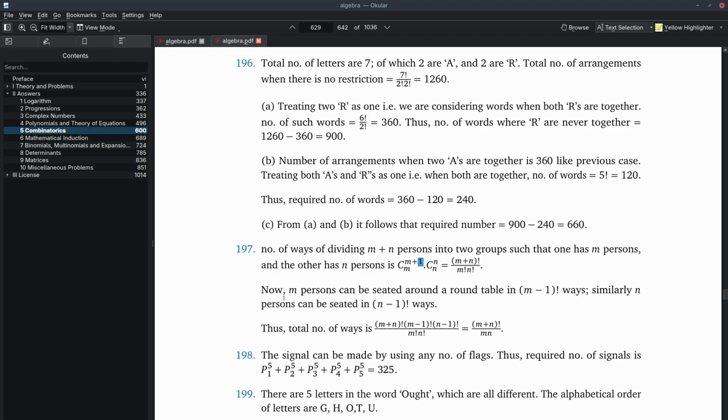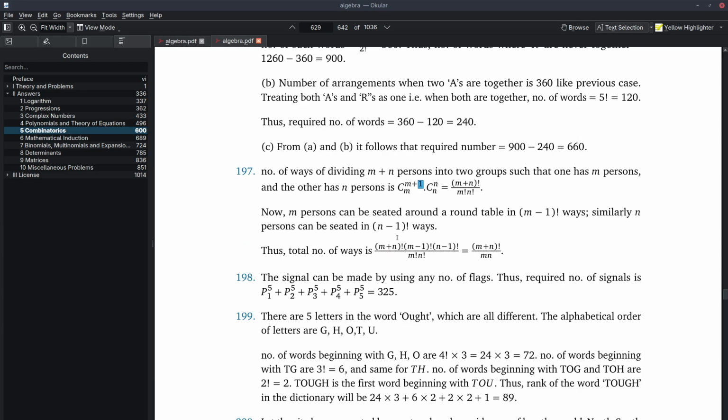Now, M persons can be seated around the round table in M minus 1 factorial ways. Similarly, N persons can be seated in N minus 1 factorial ways. So the total number of ways would be M plus N factorial multiplied by M minus 1 factorial multiplied by N minus 1 factorial divided by M factorial multiplied by N factorial. Now, we cancel out M minus 1 factorial with M factorial, M will remain, and N minus 1 factorial with N factorial, N will remain. So the total number of ways will be M plus N factorial divided by MN.